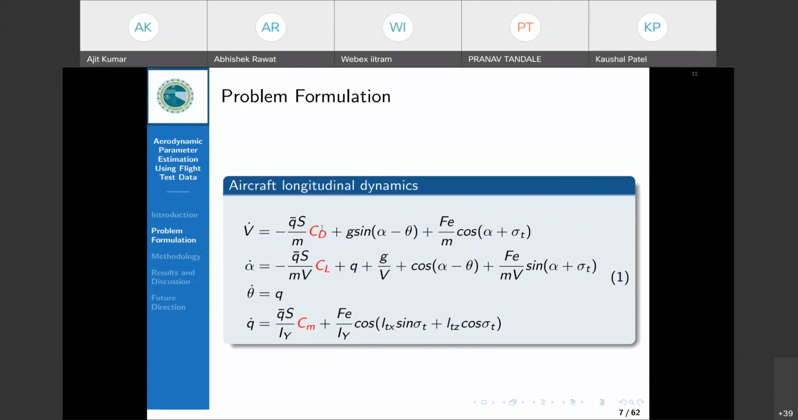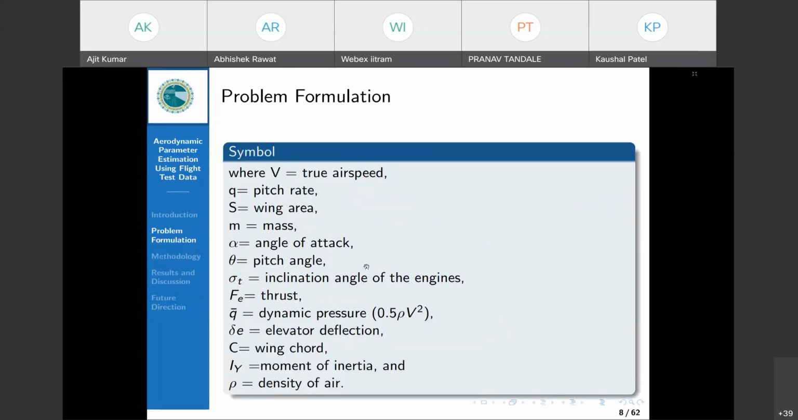So I have highlighted these three terms, as you can see, CD, CL, and CM. So they are your force and moment coefficients. So for example, CD is your drag force coefficient, CL is your lift force coefficient, and CM is your pitching moment coefficient. So I'm sure you will know the physical representation, and you will have an understanding also about these force and moment coefficients. And other terms also have the standard representation. So it's written here. So for example, Q is your pitch rate, wing area, mass, angle of attack, pitch angle, inclination angle of engines, thrust, dynamic pressure, elevator deflection, wing chord, moment of inertia, and density of air.